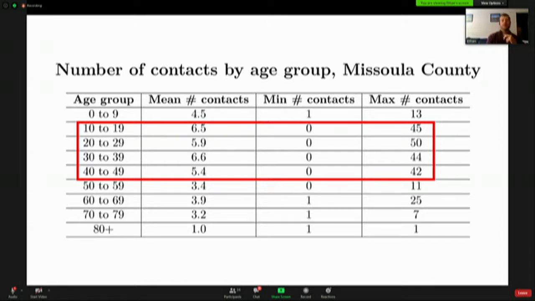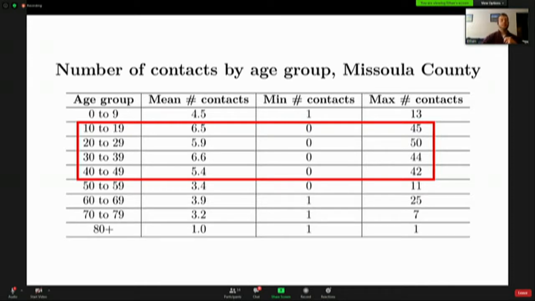And at least one individual in each of these groups has had at least 40 or more contacts that had to be traced. So this is yet another reason for practicing careful social distancing, wearing masks, and reducing the social group that you're interacting with. If we can reduce the average number of contacts, it will make that contact tracing easier and slow the spread of the virus.